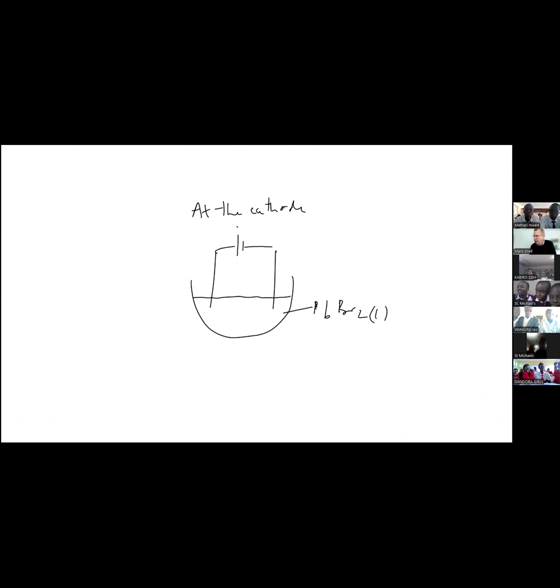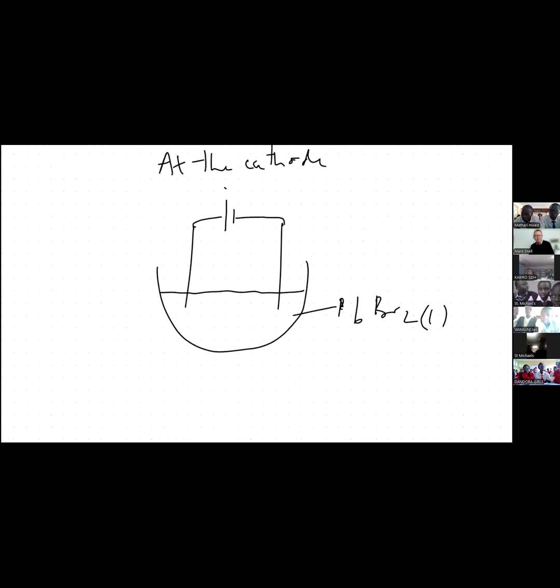Now the long line is always, I'll make that a little bit bigger for you, I hope. Can I make that a little bit bigger? Yeah, that's a bit better. So the long line here is the positive, and the short line is the negative.